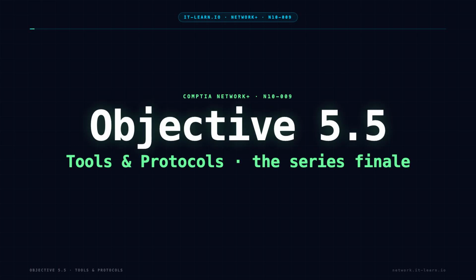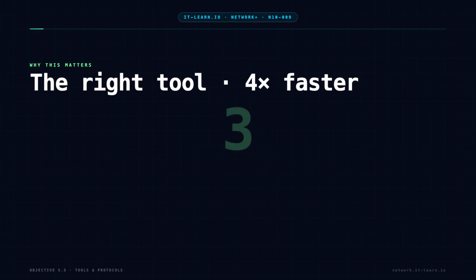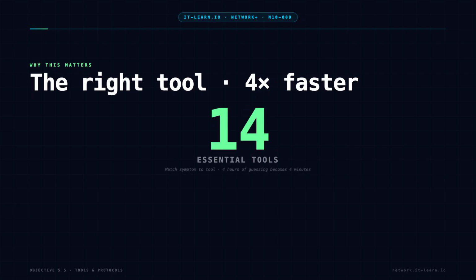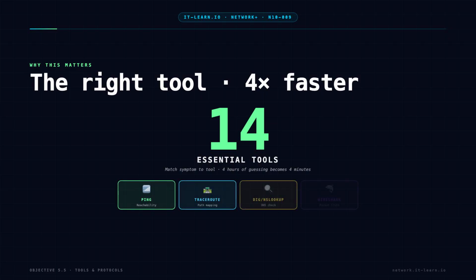This is the last objective in Domain 5, the tools lesson: knowing which tool to reach for, when, and what its output actually tells you. Master these, and you will solve problems faster than 90% of the people on your team. Objective 5.5. The appropriate tool or protocol to solve networking issues. 14 tools, 1 decision flow, and the muscle memory to reach for the right one before you even finish reading the ticket. Let's go. Start with the most fundamental tool, ping.